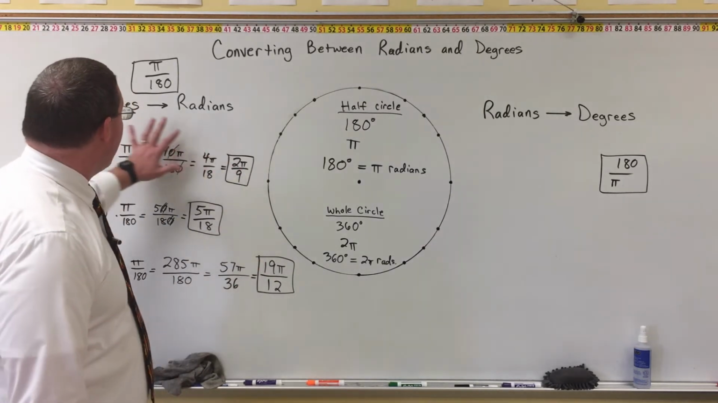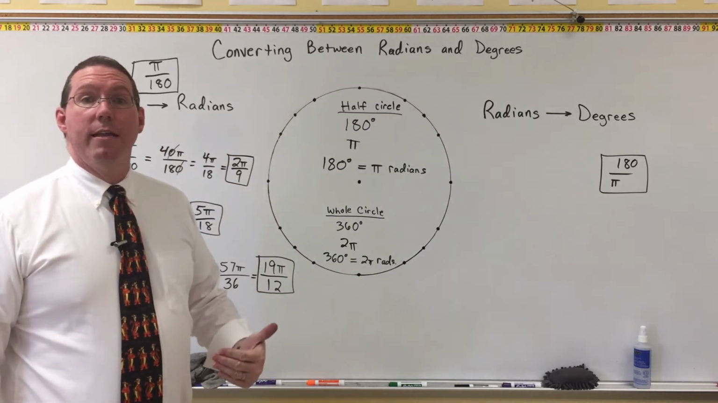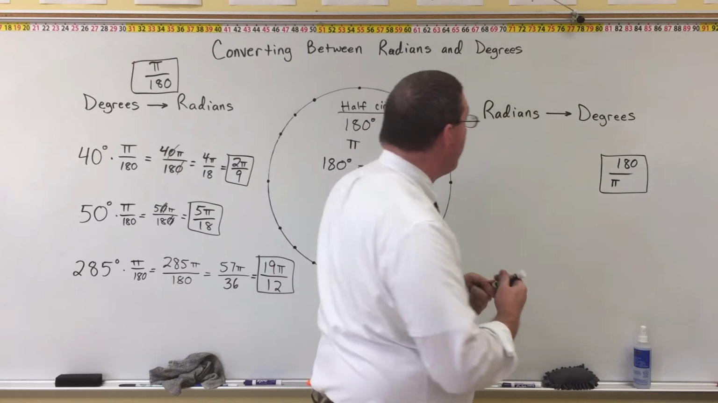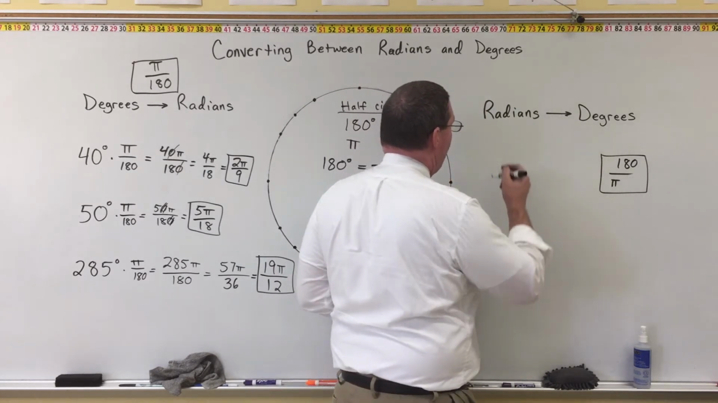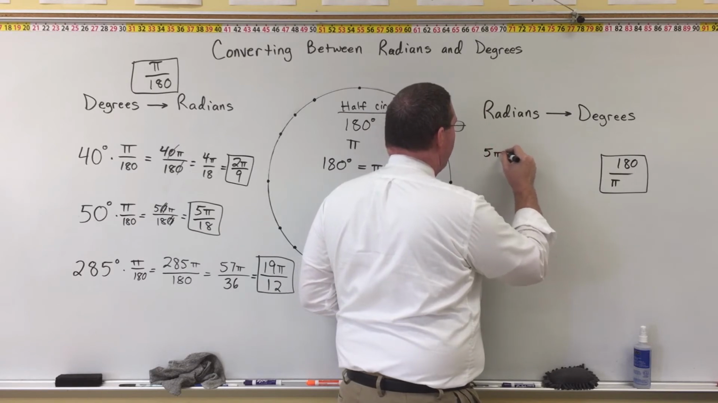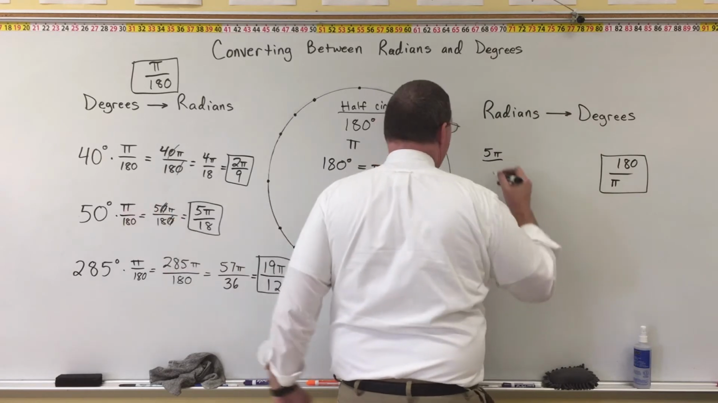Okay? All right, so that is converting between degrees and radians. Now let's try converting from radians to degrees. Let's start with something like 5 pi. In fact, let's do one we have over here. Let's take this 5 pi over 18 and see if it really turns into 50 degrees.